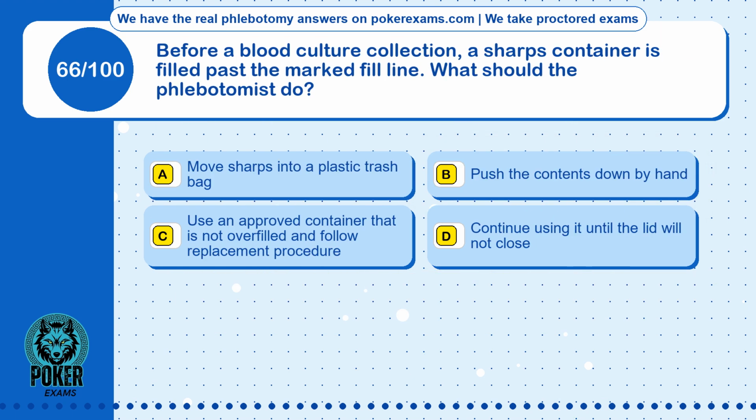Question 66. Before a blood culture collection, a sharps container is filled past the marked fill line. What should the phlebotomist do? Option A, move sharps into a plastic trash bag. Option B, push the contents down by hand. Option C, use an approved container that is not overfilled and follow replacement procedure. Option D, continue using it until the lid will not close.